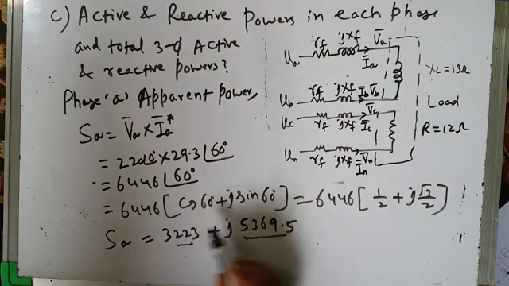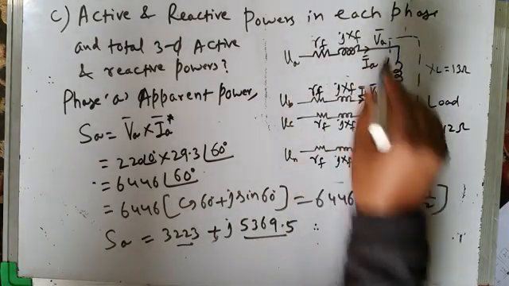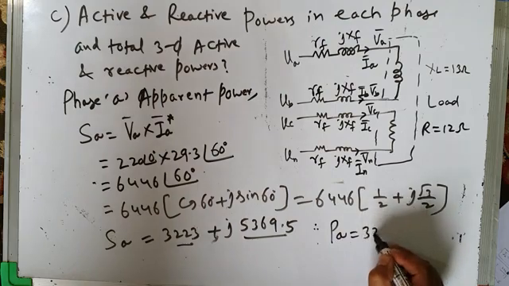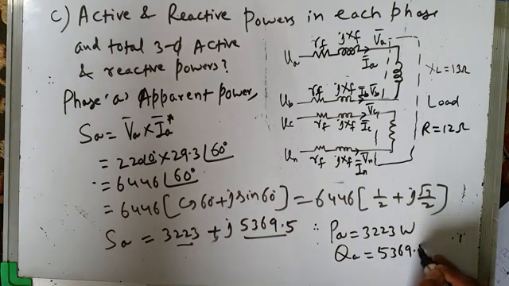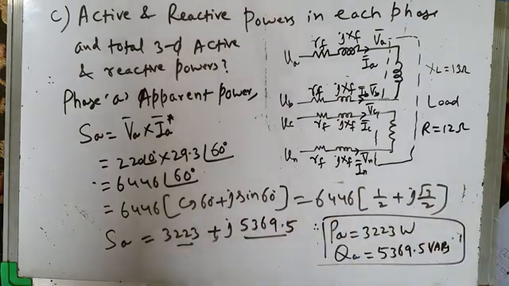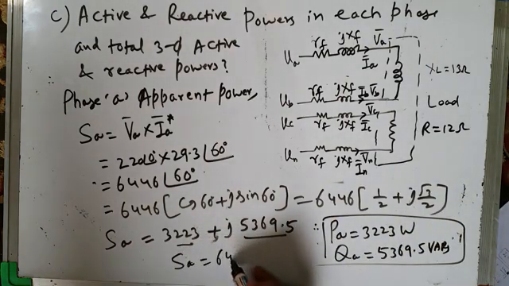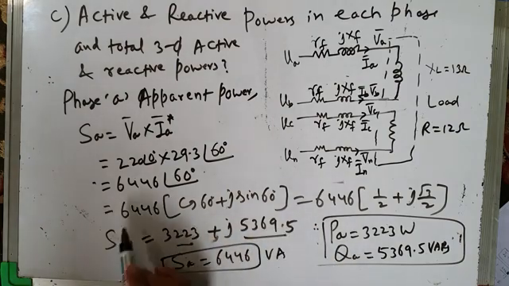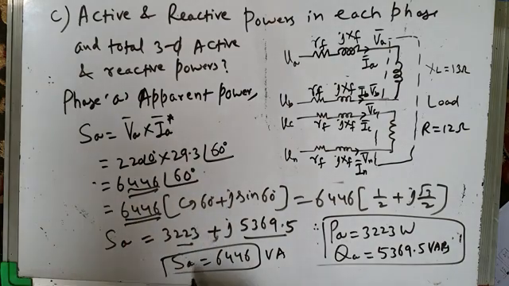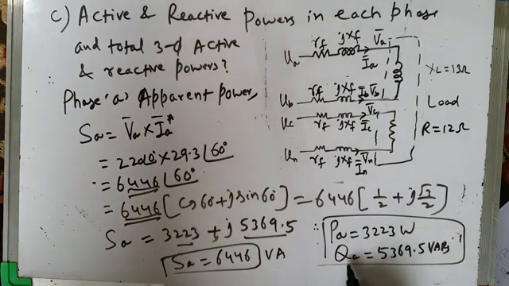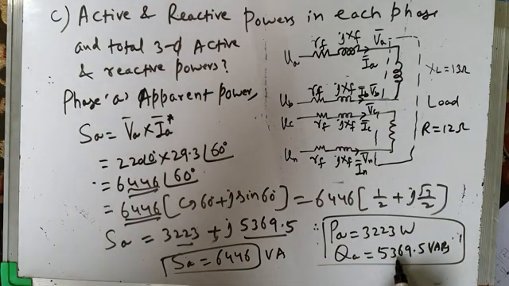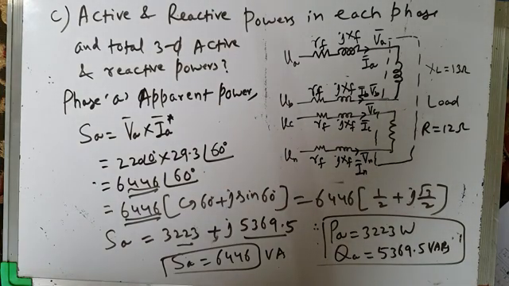The real part is the active power and the imaginary part is the reactive power. Therefore the active power carried by phase A, PA, is 3223 watts, and the reactive power carried by phase A is 5369.5 VAR. And how much is the apparent power? This is 6446 VA, which we have already found. So the apparent power carried by phase A is 6446 VA, out of which the active power is 3223 watts and the reactive power is 5369.5. Okay, fine. That is about phase A.